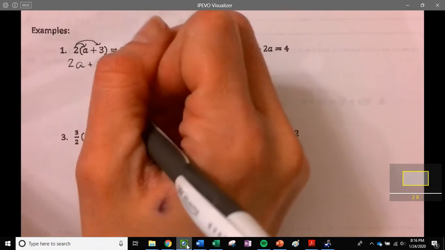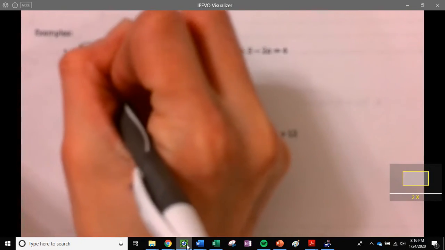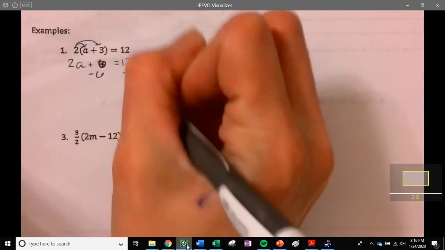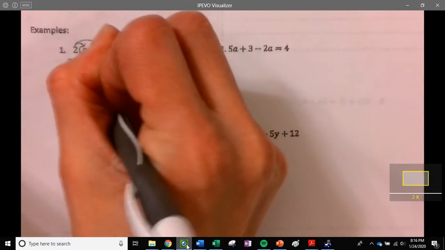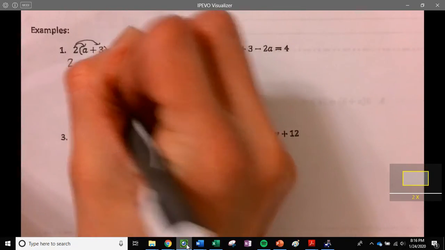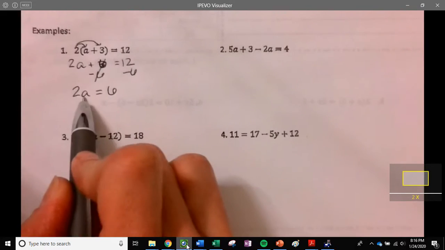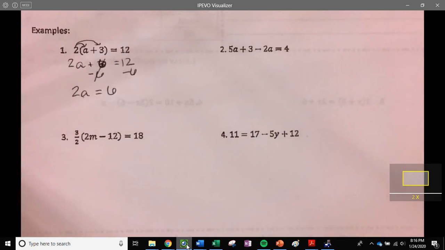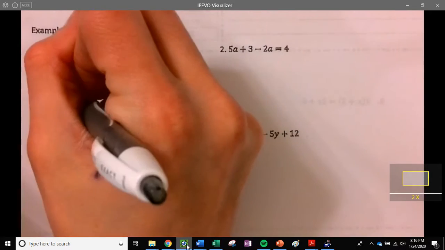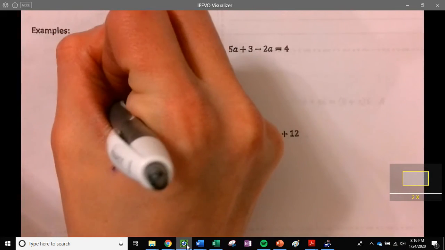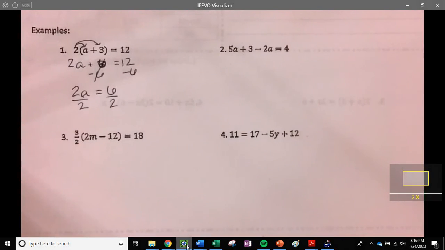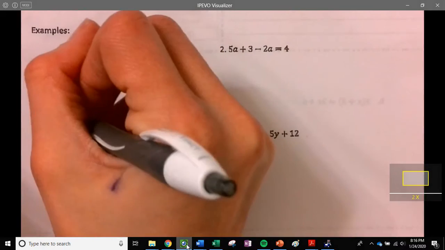Adding or subtracting first. I have a positive 6, so I'm going to subtract 6 to get rid of it. Those cancel out. I've got 2a equals 12 minus 6 is 6. Now I've got multiplication that's sticking the 2 and the a together. I need to do the opposite operation. And the opposite of multiplication is division. So I'm going to divide both sides by 2. And that gives me a equals 3.